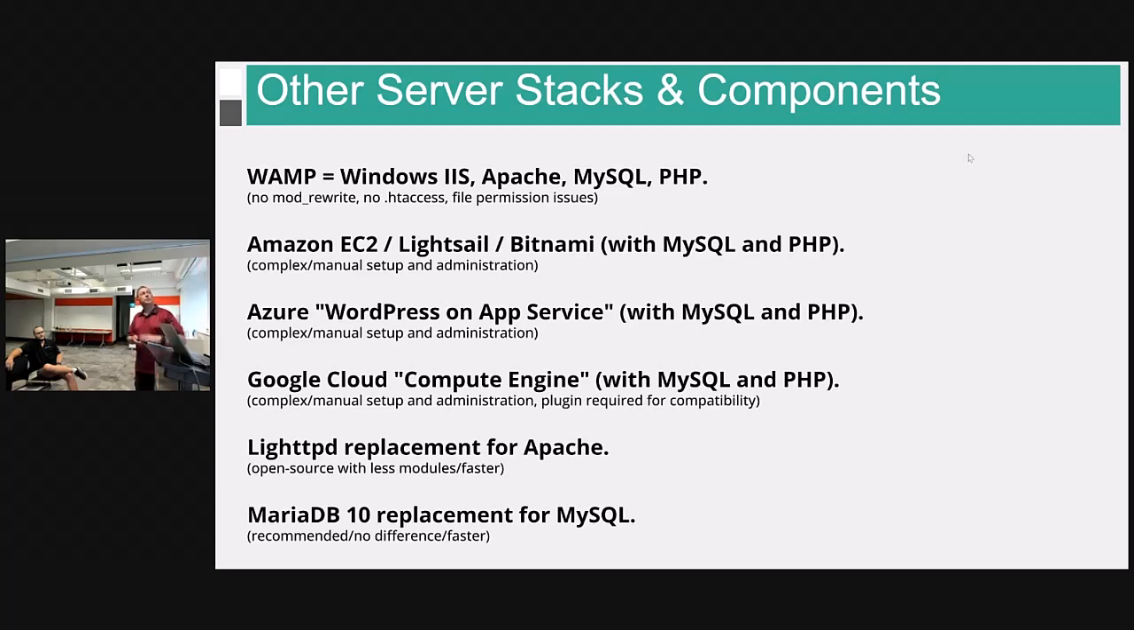You can run on Amazon, and there are different types of Amazon services. There's EC2, which is a server. There's Lightsail, which is a type of configured server. There's Bitnami, which is like a delivery service for those. It's a bit complex and manual to set up on Amazon, so new people tend to shy away from that. The same with Azure, which is a Windows cloud system. You install WordPress as part of their app service. And again, it's a little bit more complex than a normal host would set up. And similar with Google Cloud on their Compute Engine as well. It actually requires a separate plugin so it can talk to the Google servers at the back end.